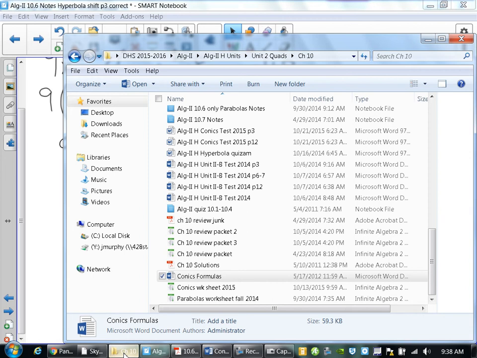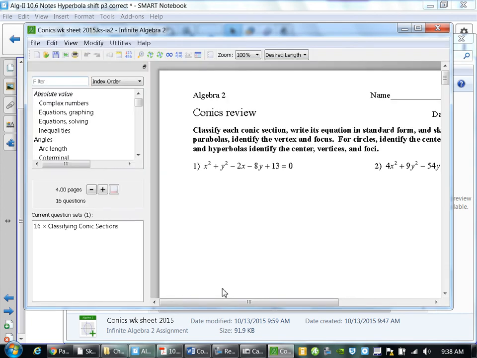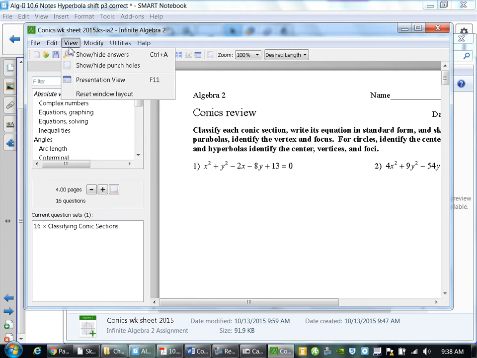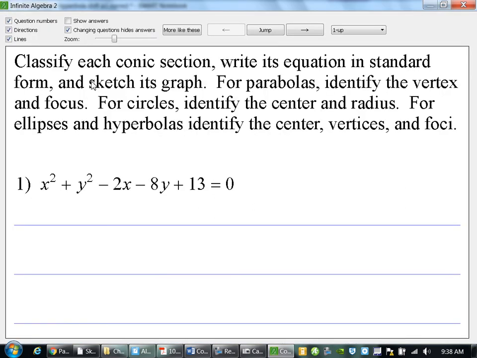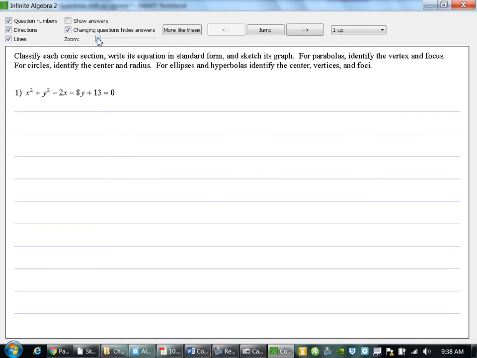10.6 and 10.5? What's 10.5? All right, so. Is this it? Page 613? Yeah. No, I don't like that view. So tired.